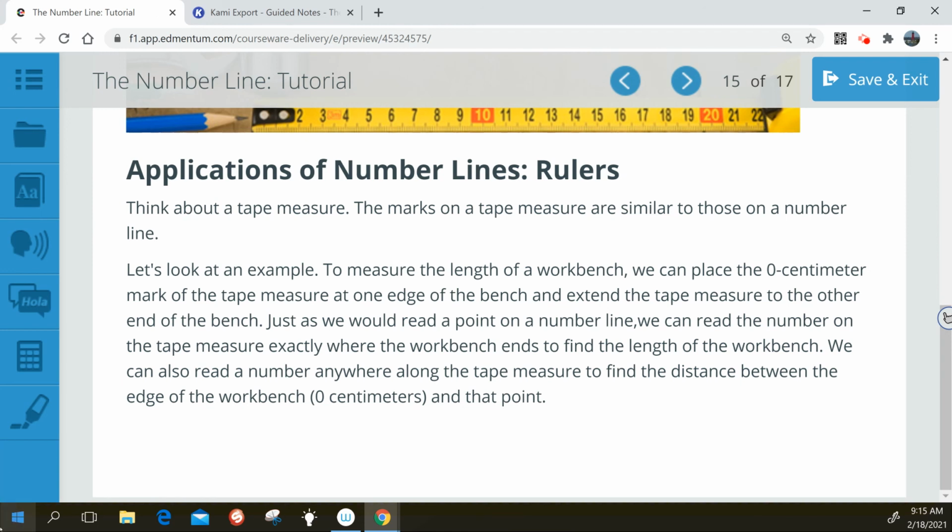Raise your hand if you've ever measured something. Okay, I should see more hands. Jonathan, you've never measured anything?